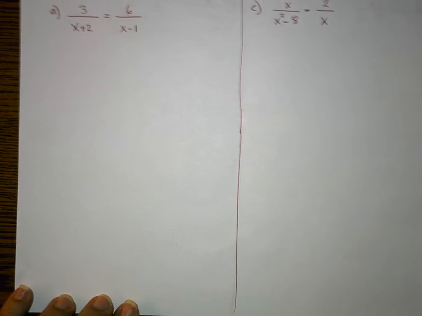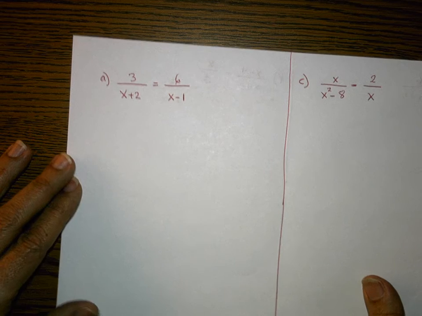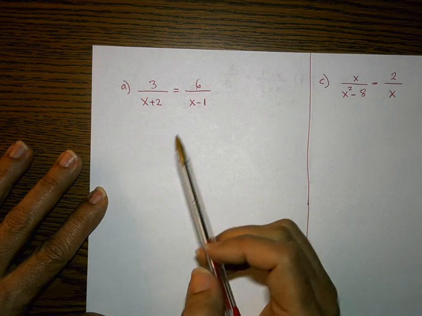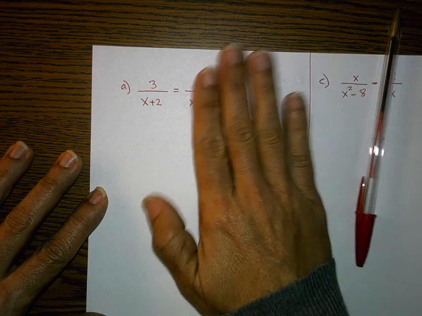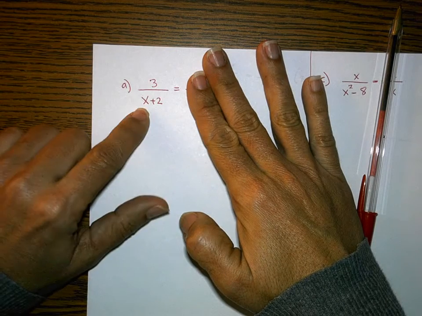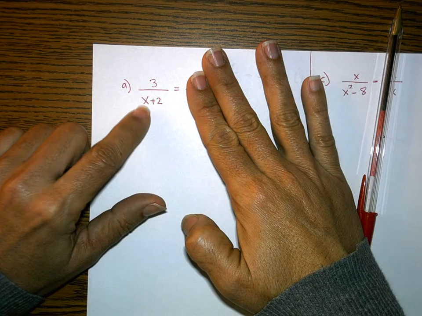Let's do part A here. Okay, so let's see here. We have part A. When we have a rational, so here if I cover this side over here, if I have a rational, I don't know what x is. I'm trying to figure out what x is.